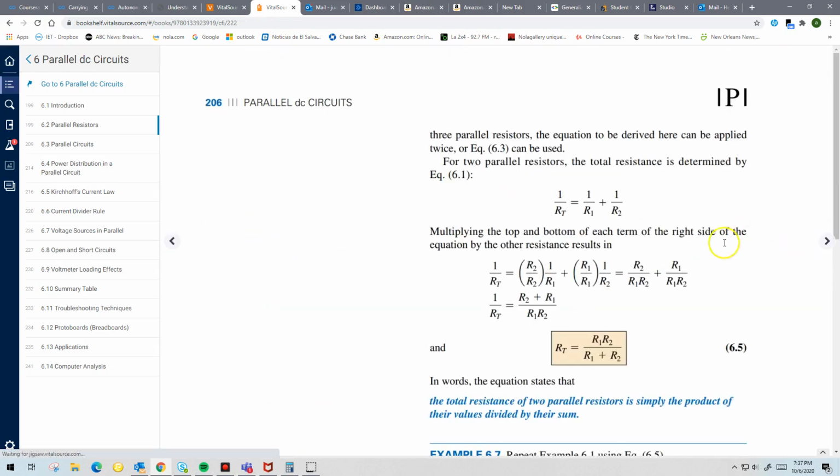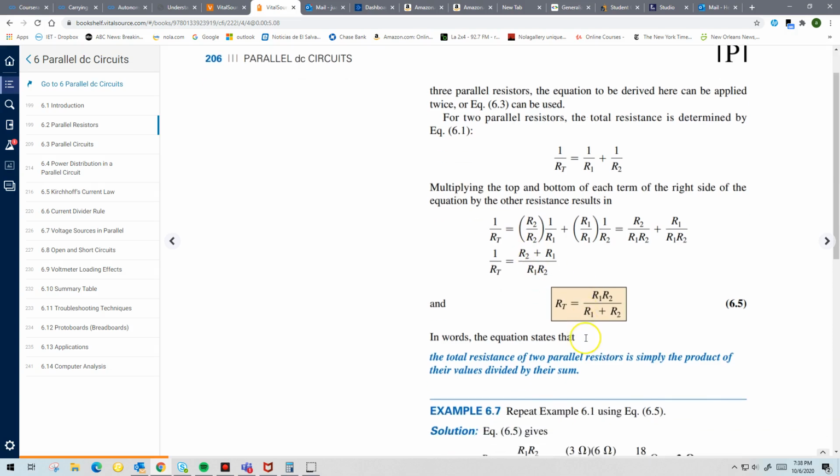When you have 2 resistors in parallel, if you look at the total resistance, again, it'll be 1 over the individual resistances, the addition of that, and then you take the inverse, right? So if you multiply the top and the bottom of each of these terms on the right side by the other resistance, in other words, if you multiply this side by R2 over R2, this side by R1 over R1, again, R2 over R2 is 1, R1 over R1 is 1, right? So you're not changing anything. Multiplying that, you get this result, right?